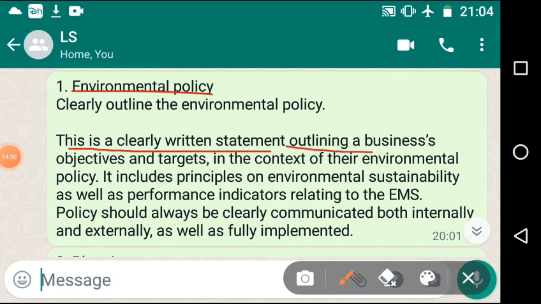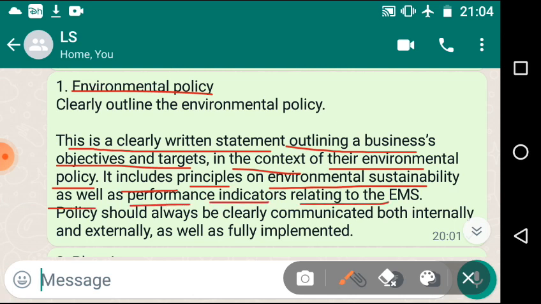I think you have understood what an EMS is. An EMS is normally a set of guidelines for continuous improvement, and it is based on proven methods of business process management and optimization. So let us see those 6 elements on which an EMS is based. First is environmental policy.